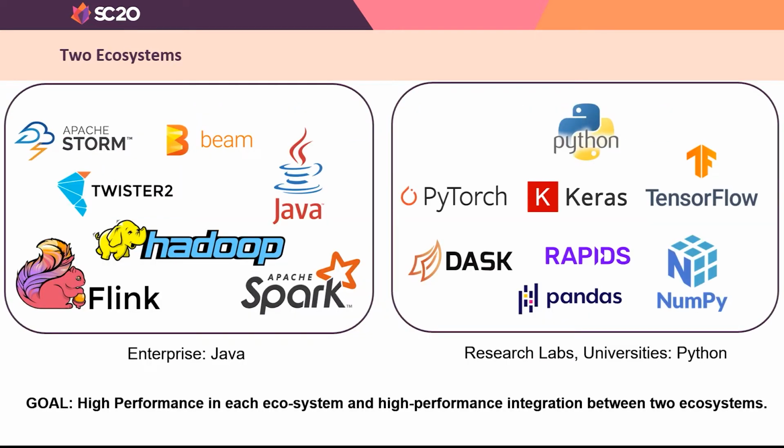Two ecosystems. The existing data engineering frameworks for big data are mainly written in Java, and they were mostly contributed by enterprise application developers. Apache Spark, Flink, Hadoop, Beam, and Twister2 play a major role in processing such big datasets. This is the first ecosystem. Let's focus on the next ecosystem.